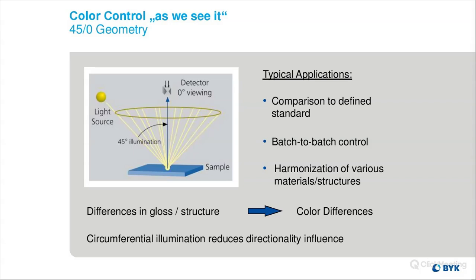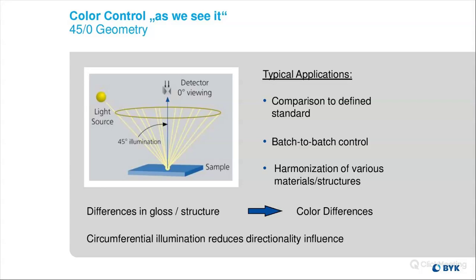What the 45-0 is good for is for comparisons to defined standards. So if you have color or target colors that you need to achieve, those target colors usually are for products that have an end appearance. And with that, you'll use a 45-0 to measure those differences. Also good for batch-to-batch control or quality control, and then harmonization of different materials. So, let's say if we have a refrigerator, we want the side panels to match the front panels and the back panels and the handles. So we're going to use a 45-0 geometry to record those differences and make sure everything is exactly the same.